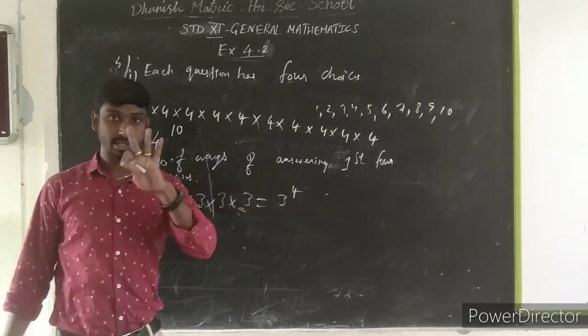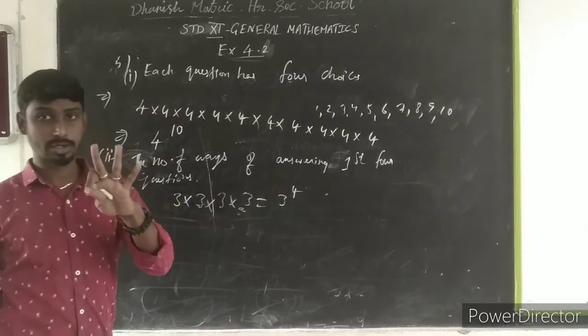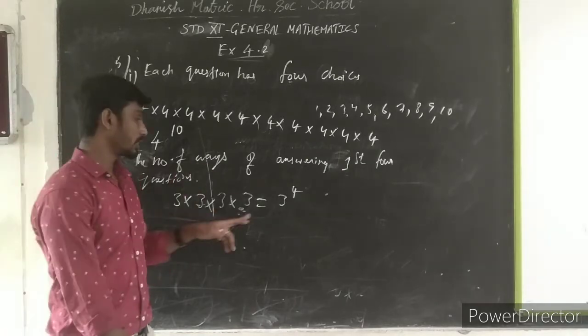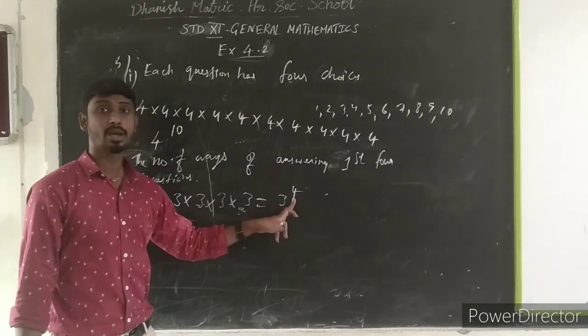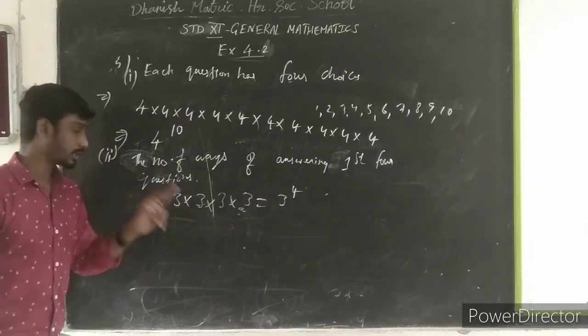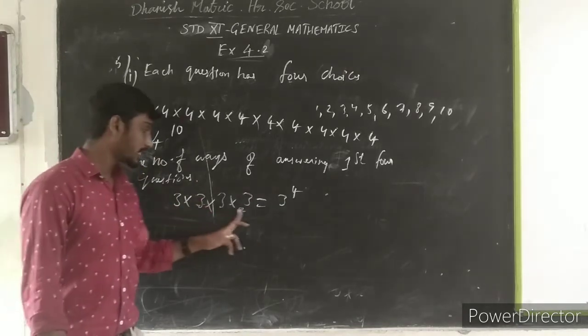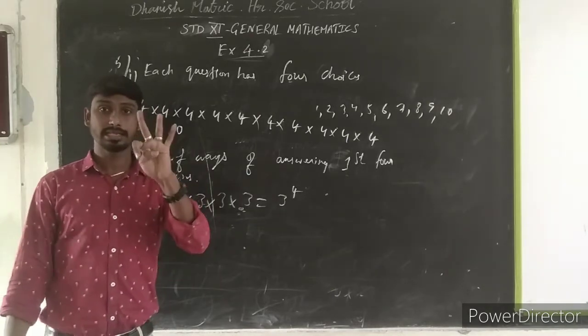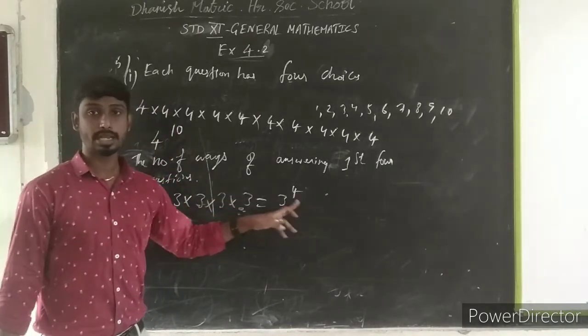The first question has 3 choices. We are having 4 questions, each with 3 choices. So each question is having 3 choices, and totally 4 questions: 3 power of 4 here.